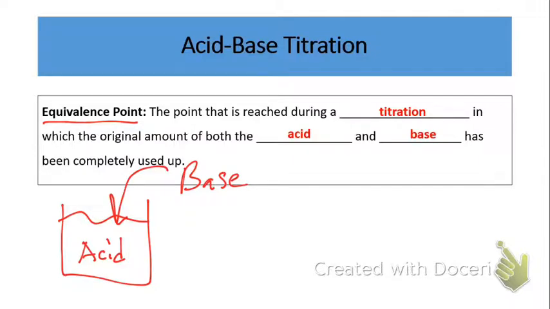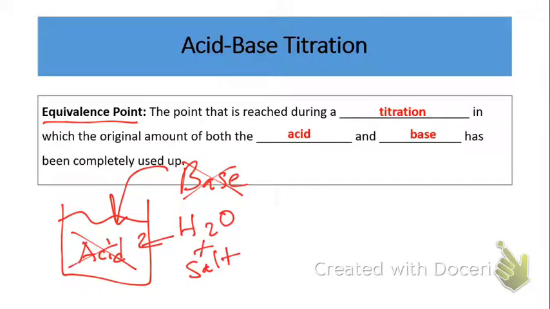But as you use more and more base, you begin to eliminate more and more of the acid till you reach the equivalence point. And once the equivalence point is reached, there will be no more acid, and all of the base that was added is also completely used up. So all that's left in our solution container is going to be water and the salt. That's the gist of the idea in a titration: to reach that equivalence point so that there is no more acid and base.